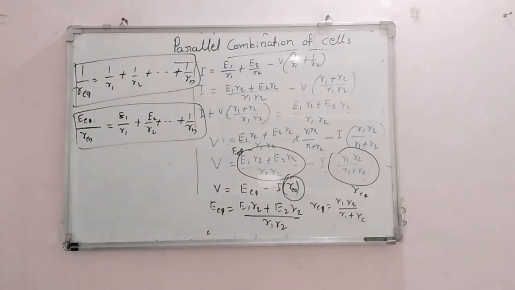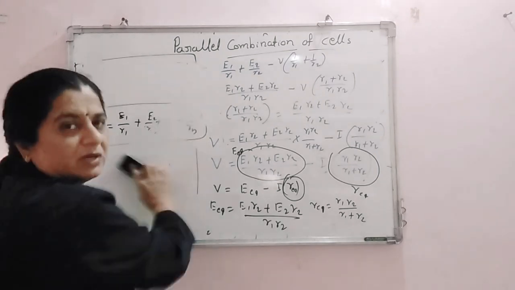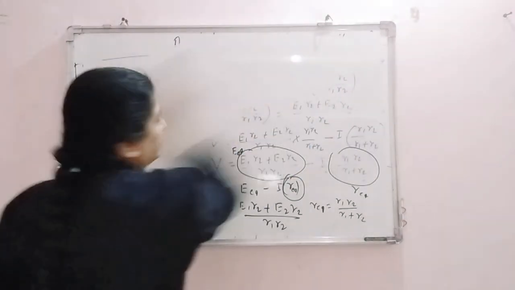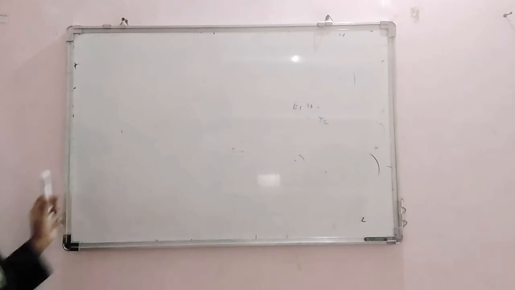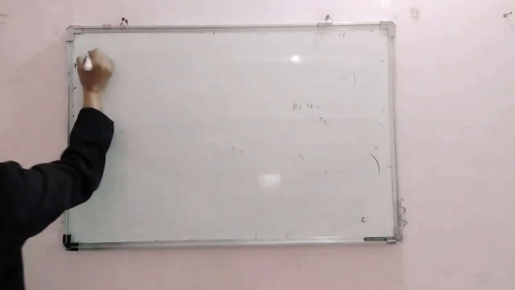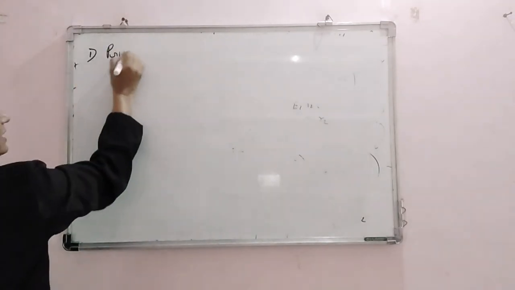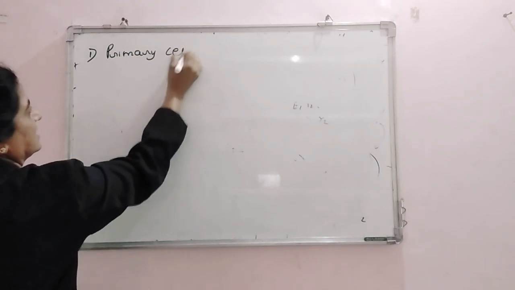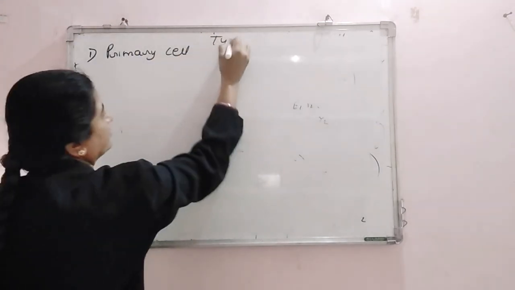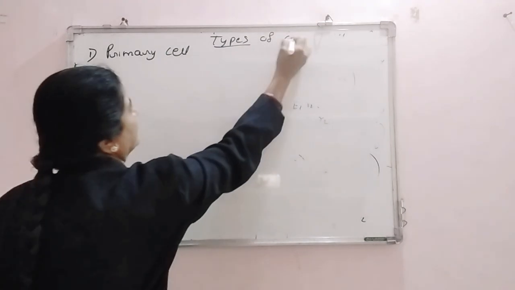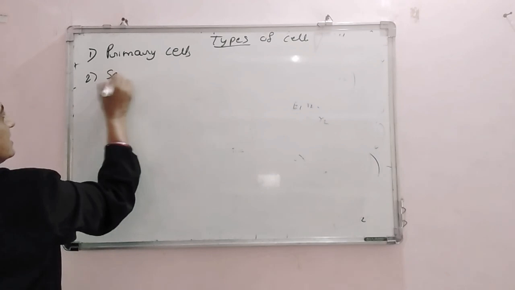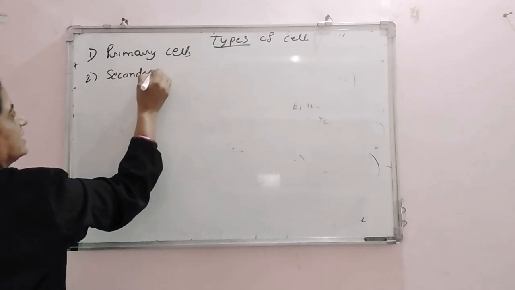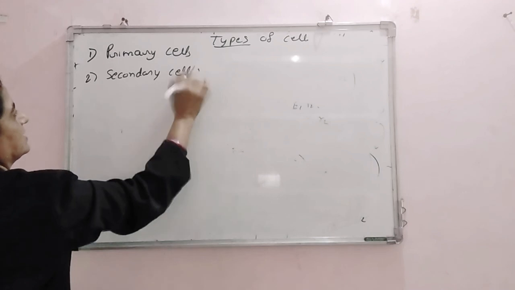Now next we are going to see about the types of the cells. What are the types of the cells? There are two types of cells. First one is primary cells, and second one is secondary cells. Types of cells. The name itself says primary cells.